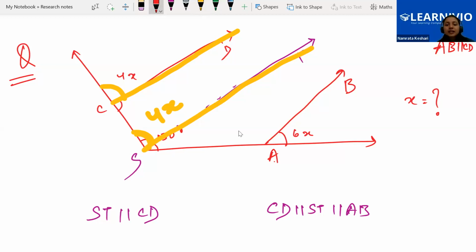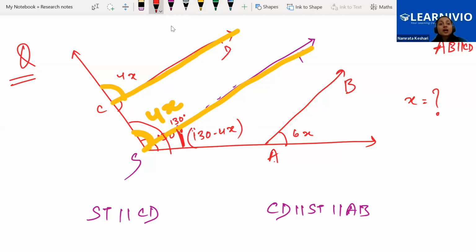But this complete angle is given as 130 degrees. The complete angle we already had in hand was 130 degrees. So the remaining will be 130 minus 4x. Yes or no? Yes, ma'am. The remaining will be 130 minus 4x because the complete angle was already given to us in the question, that is 130 degrees.